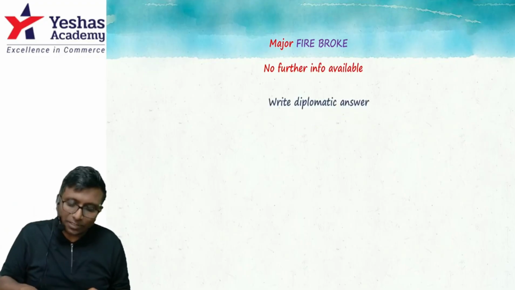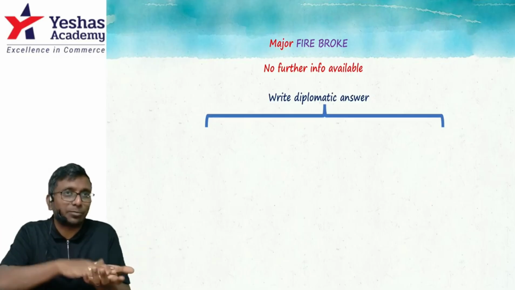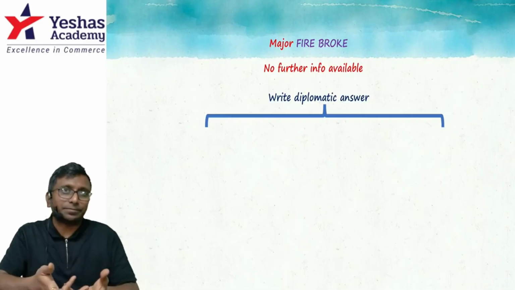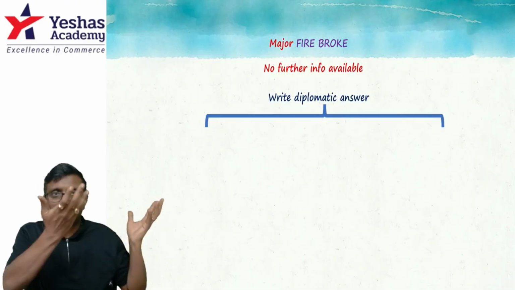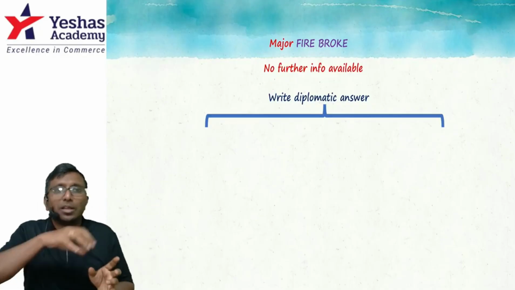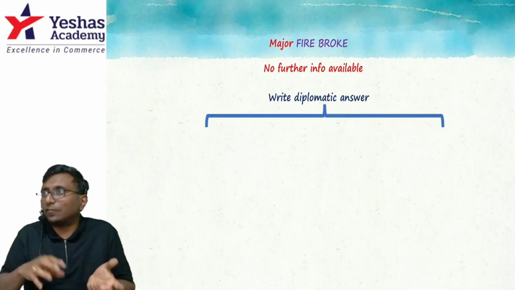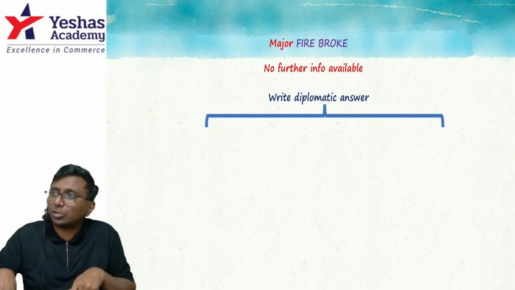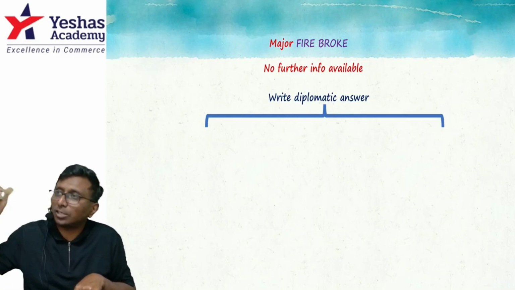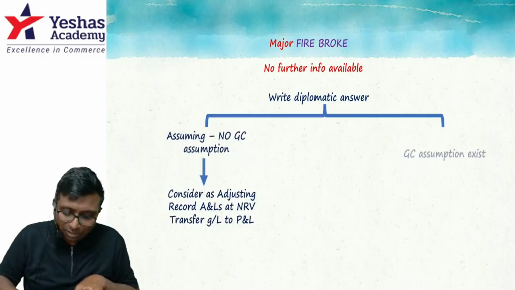Got it? So no further information. You have to write a diplomatic answer. Write both. Major fire broke out. If you feel that there is no other way to restart the company, then please say going concern doesn't exist. So follow the NRV method. But if there is an insurance or some other situation, then there is a going concern assumption. If you assume this is purely a non-adjusting event, since you said it is major, disclosure should be given for the loss etc. in the financial statements. Hope you understood.